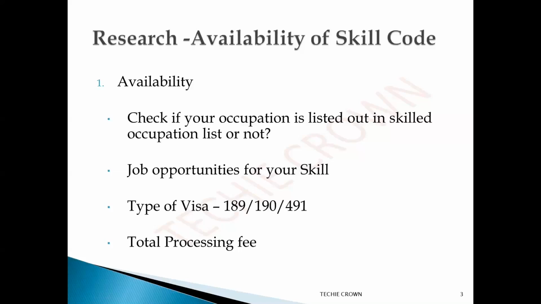The next step would be to check which type of visa you are going to apply for PR under. Is it going to be 189 or 190 or 491? You should have a clear understanding about the type of visa you are going to apply for, and you should know the restrictions and limitations on each and every visa. The last step would be the total processing fee for the entire PR. So you should be aware of the cost involved with each and every step of the PR processing. So I would say that the first step would be the research about the availability of skill code and the below four points. Make sure you do your complete research.